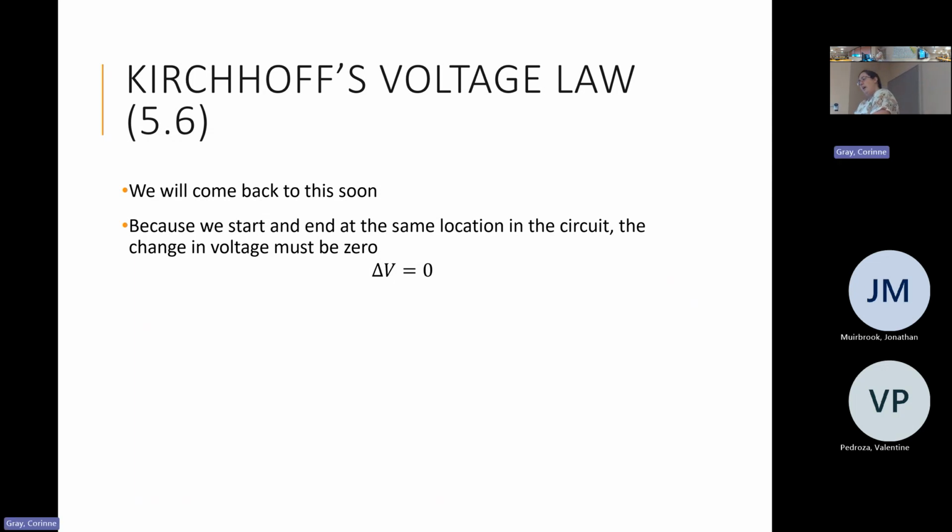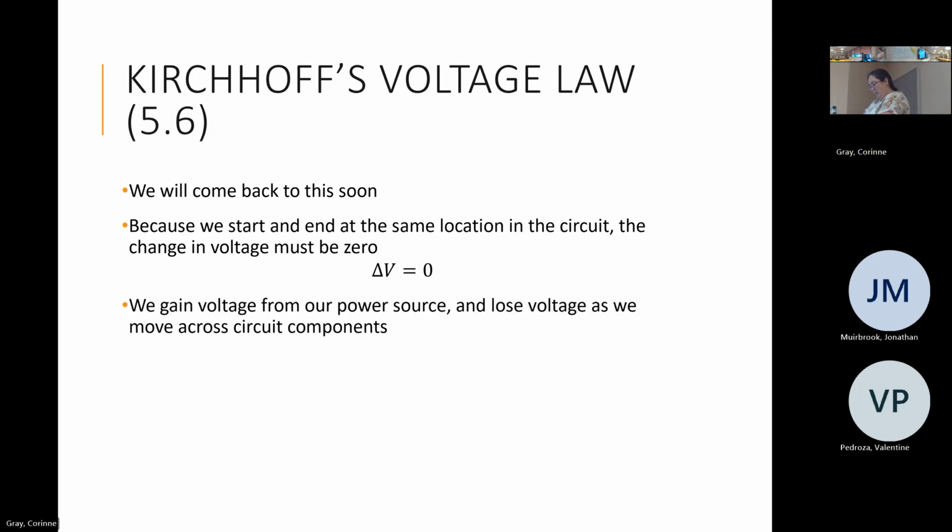So from a battery, do we think that's going to give or take voltage? That's your power supply. It's going to give you voltage, so we're going to gain voltage. So let's read the sentence, and then we're going to put a little asterisk next to it, usually. We gain voltage from our power sources, and we lose voltage as we go across our circuit components, usually.